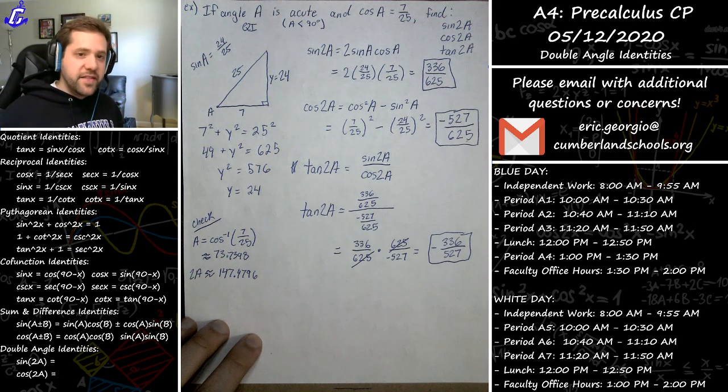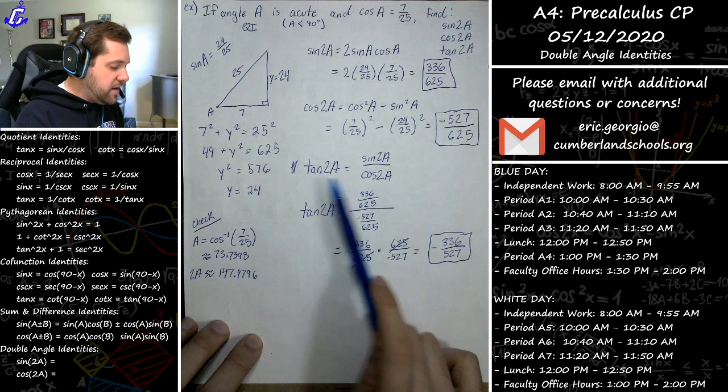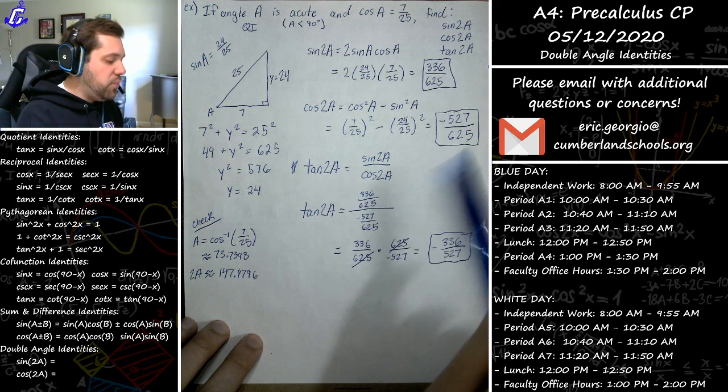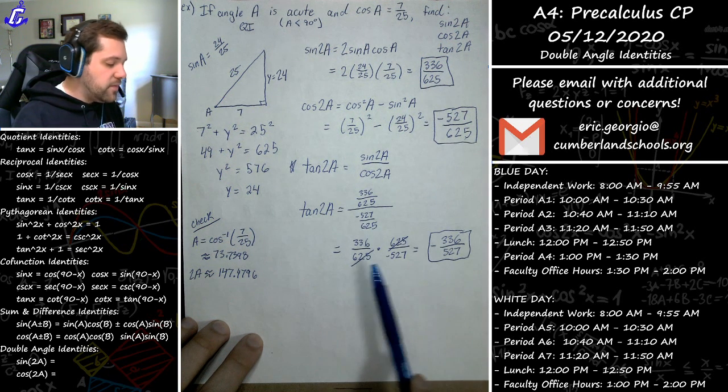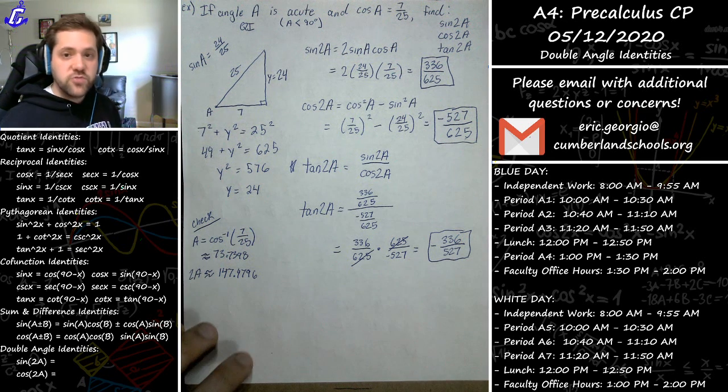Tangent looks like this big scary thing. Not scary at all. Tangent we know is just sine divided by cosine. So the tangent of 2a is sine of 2a over cosine of 2a. We found sine of 2a. We found cosine of 2a. Divide them, which means multiply by the reciprocal, and we get our answer. And a little bit of fun checking our work as well.